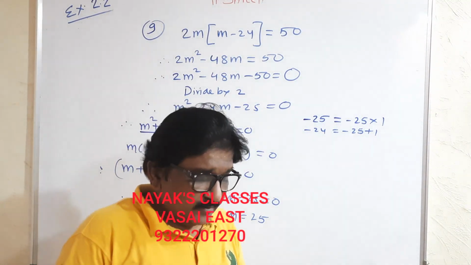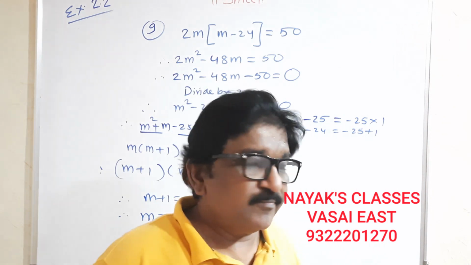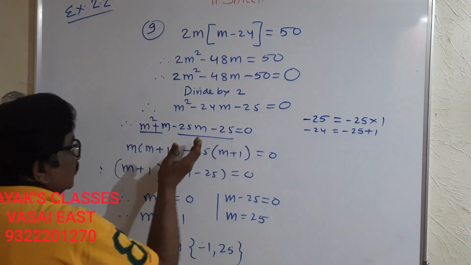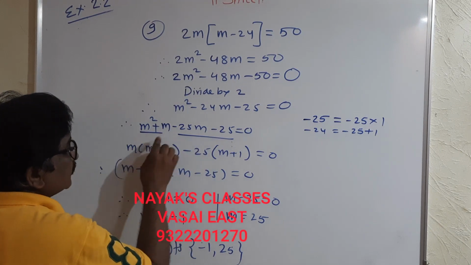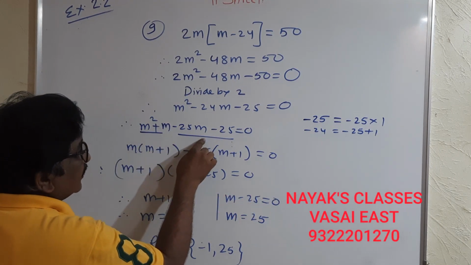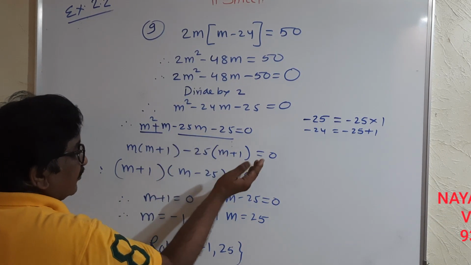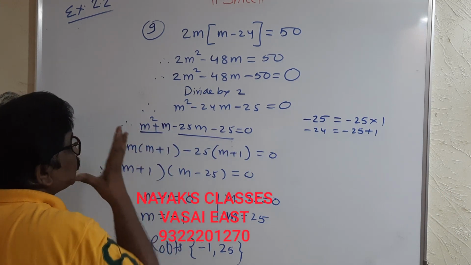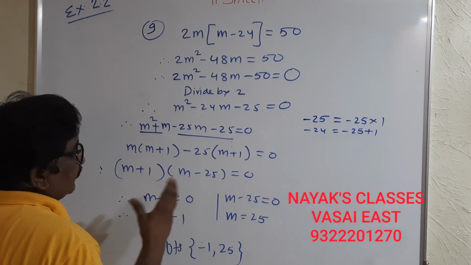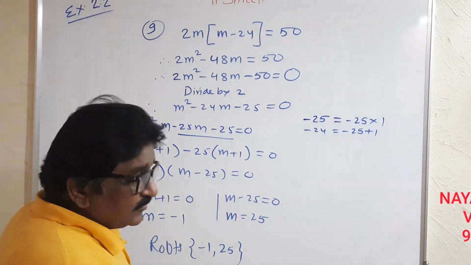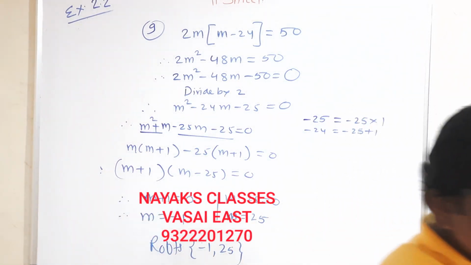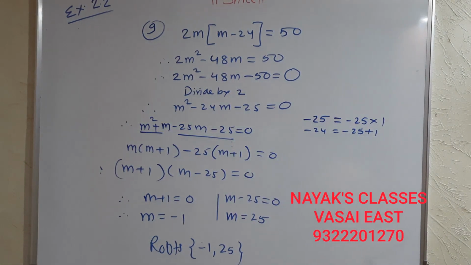This is simply splitting the middle term. Choosing the numbers is very important. While taking out the commons, you must feel easy. 25 you can take out common, 1 you can take out common. So this is the way we can solve this example. This is the 9th example of exercise 2.2.